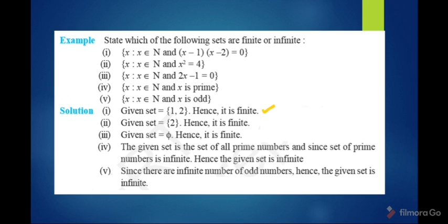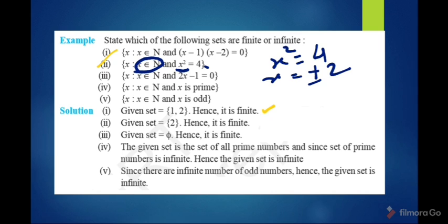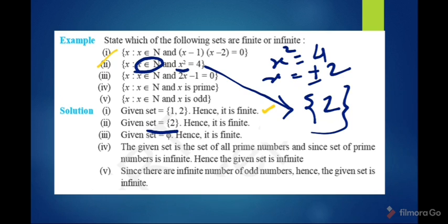Now the second one is the collection of those natural numbers which satisfy x square equal to 4. Again solve x square equal to 4. The answer will be x equals plus minus 2. Now x has to be a natural number, so this set will contain only positive 2, because negative 2 is not a natural number. So the second set contains only one element, that is 2. So again it is a finite set.